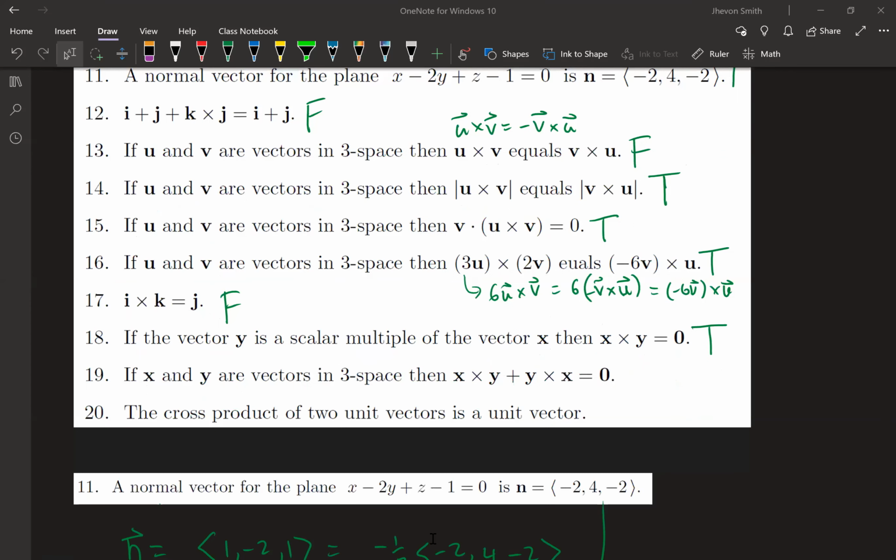Okay, new poll launched. Problem 19: if x and y are vectors in 3 space, then x cross y plus y cross x is the zero vector. Go. 10 seconds for this one. Because we did something earlier that should tell you what the answer is.